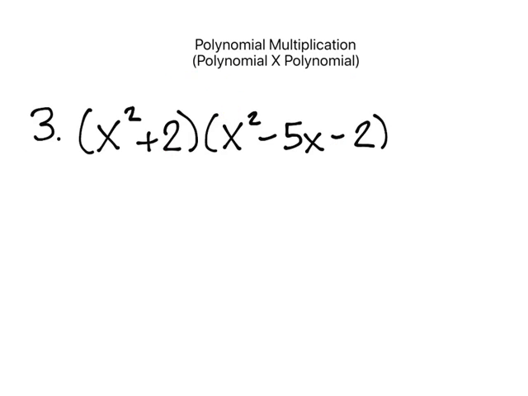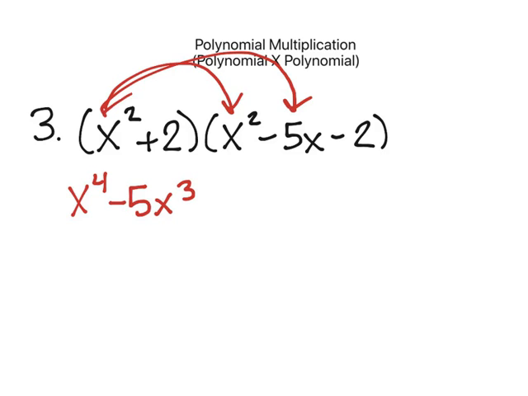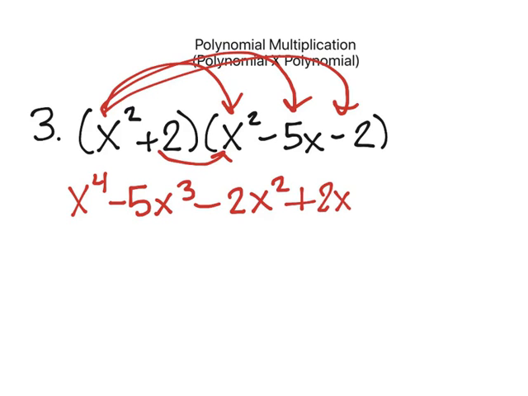All right, this one is just a little bit harder since we're distributing this x squared instead of an x. So x squared times x squared, be careful, it's x to the 4th. X squared times negative 5x is negative 5x cubed. X squared times negative 2 is negative 2x squared. Distribute that 2. 2 times x squared is positive 2x squared. 2 times negative 5x is negative 10x. And 2 times negative 2 is negative 4.